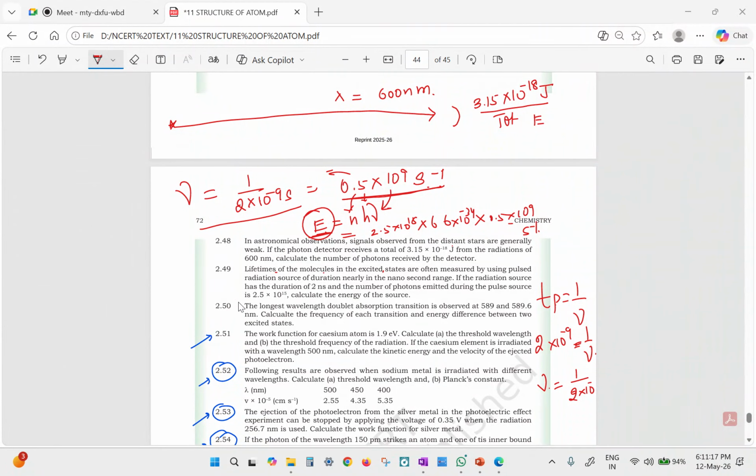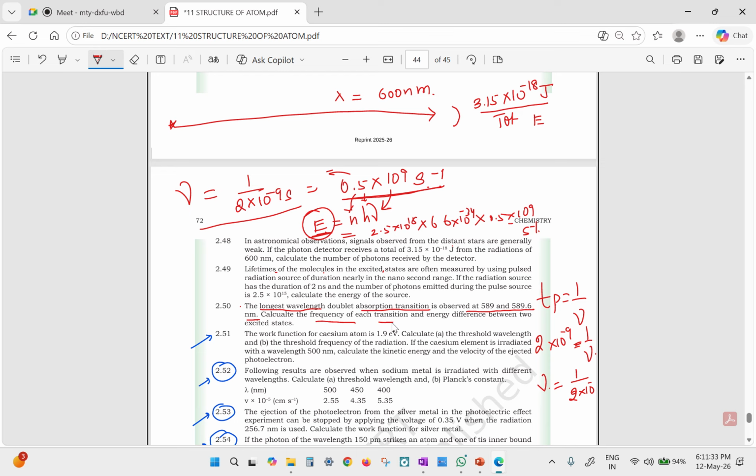The question 2.50. The longest wavelength doublet absorption transition is observed at 589 and 589.6 nanometer. Calculate the frequency of each transition and energy difference between the two excited states.